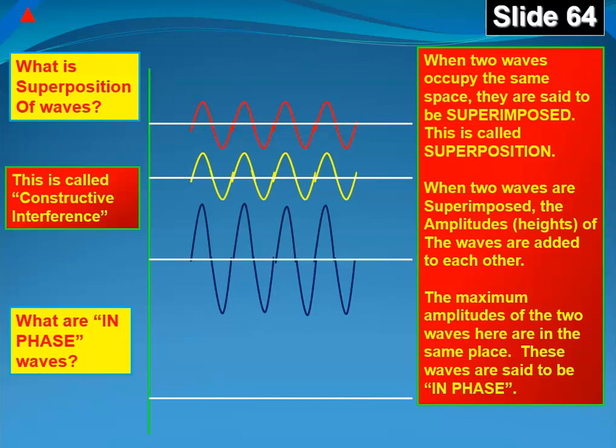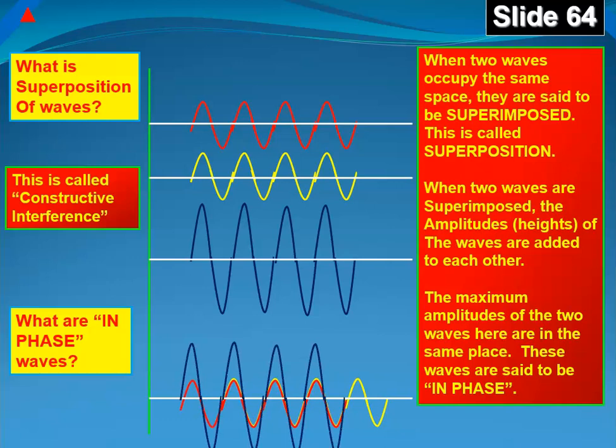And these two waves are said to be in phase because their crests exactly line up and their troughs exactly line up. So here I put the waves down at the bottom. So the maximum amplitudes of the two waves here are in the same place, and these waves are said to be in phase. So I put the waves on top of each other, and I get that same dark blue interference pattern, it's called, but it's a new wave formed of the two waves. So that's one of the interesting aspects of waves, that waves can add to each other.